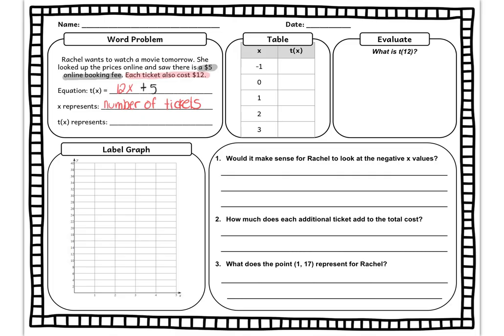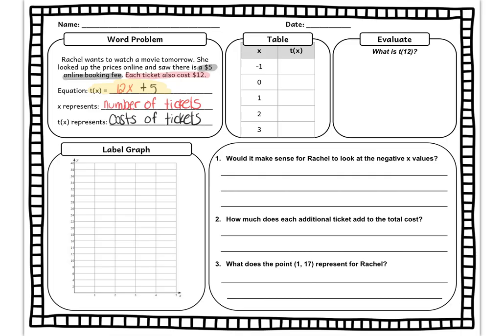And we don't know what it equals because my equal sign says T of X equals. So T of X represents the total cost because we don't know what's going to be the final price until we first figure out the number of tickets. So cost of tickets, or you can call it total cost. So we created our equation. Here it is. T of X is equal to 12X plus 5.